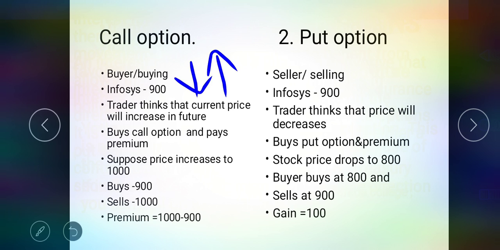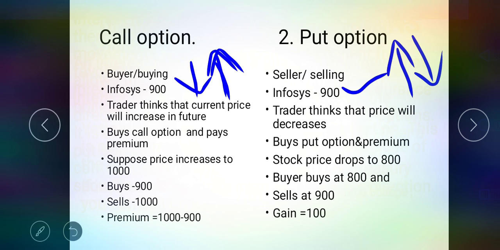Now we take the same example where Infosys is currently trading at rupees 900. But this time, the trader thinks that the current price of Infosys is overvalued and is expected to decrease in the future. Under call option, he thinks that the current value is undervalued and it will increase in the future. But here he thinks that it is overvalued and it will decrease in the future. Based on this assumption, he will buy the put option and pays a premium to the put seller.